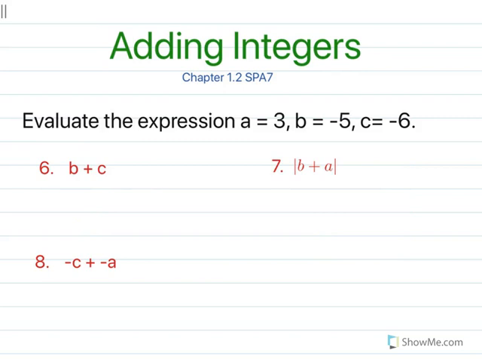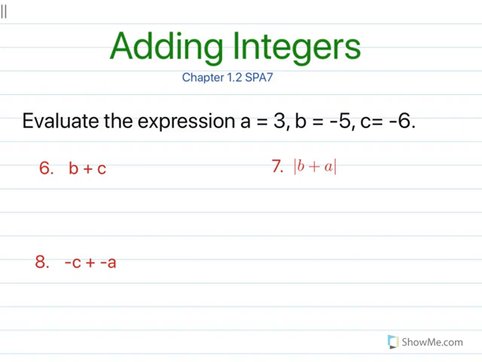Let's go ahead and look at our last set of problems. Here we're going to use algebraic expressions. We're going to use algebraic expressions with our integers and see what happens. Okay. All right. The directions read: evaluate the expression. It should say when a equals 3, b equals -5, and c equals -6.